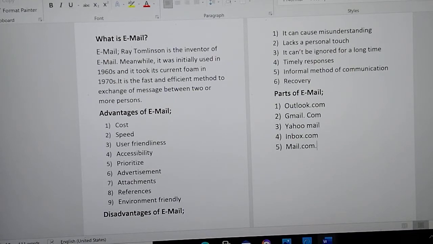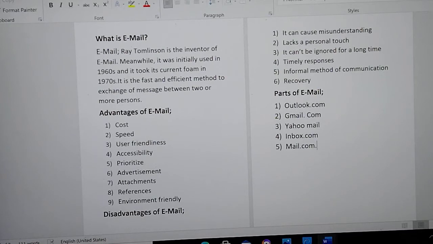And the fourth point, accessibility. It can be used as a storage medium where people can save important files and documents. The fifth point is prioritize. Prioritize means messages which are received always have a subject. You can filter and prioritize important emails. And the sixth point is advertisement. It is also used for product marketing.